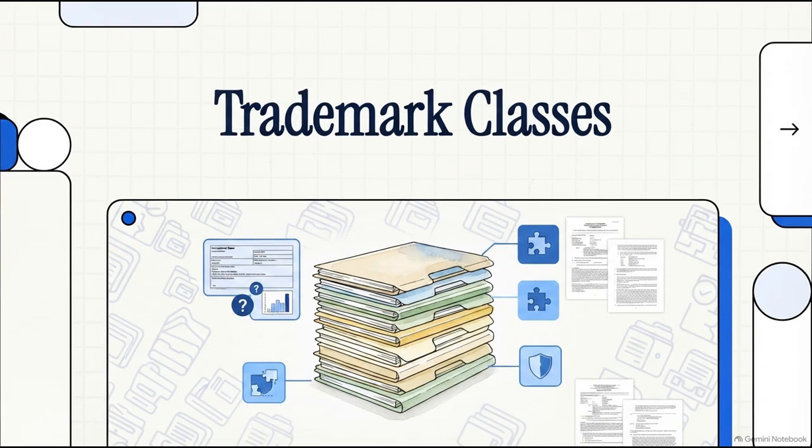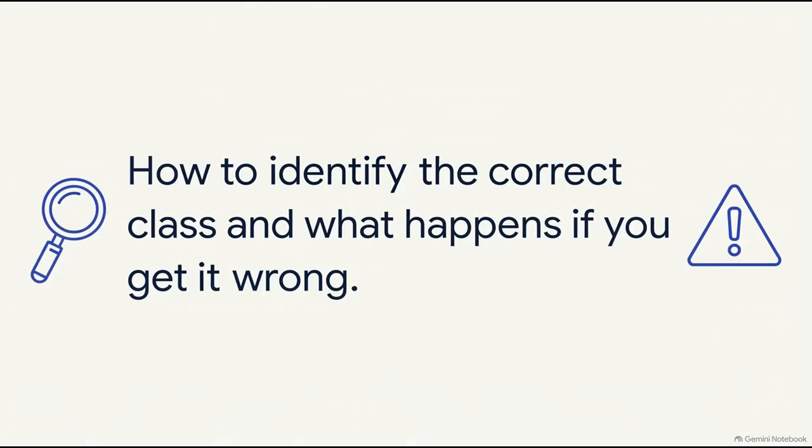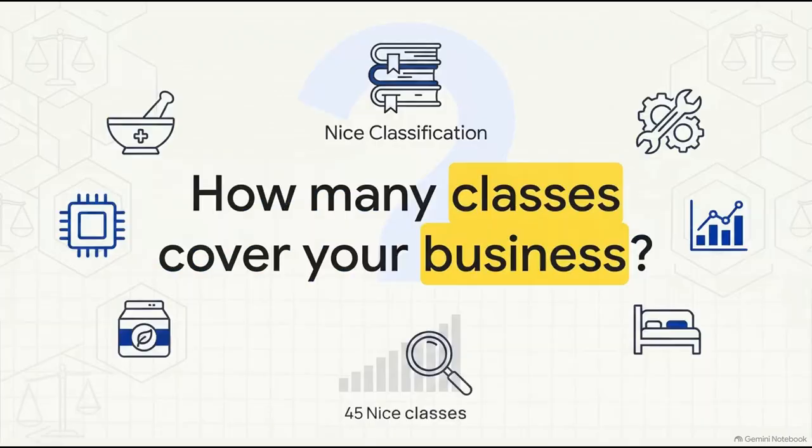You are staring at the International Class field on a trademark application, unsure which of the 45 classes actually covers what you do, and worried that guessing wrong could leave part of your business unprotected even after the mark is registered. This explainer covers how to identify the correct class before filing and what happens if the classification is wrong. So how many classes actually exist, and how do you know which ones cover your business?